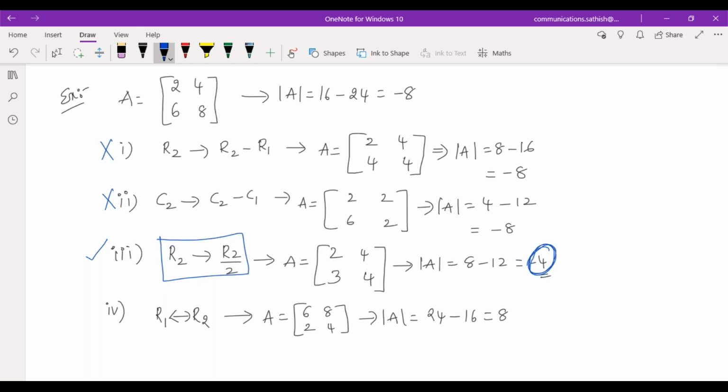What difference are you getting here? If I interchange the rows, the determinant is multiplied by what? Minus 1 only, na? This operation also changes. So this is plus 8. Am I correct?